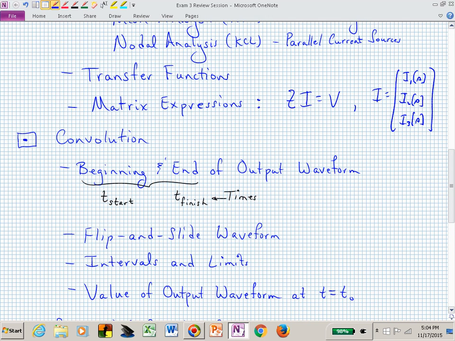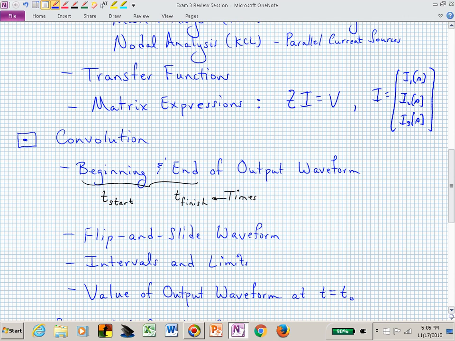Convolution. I might break this down, and you should look at the example exams to get a feel for what I might be asking. I might ask you, what interval of time is the output waveform going to be non-zero? When does it start, let's say t start, and when does it finish? And that might be -7 to +6, or it might be from t equals 2 to t equals 10.